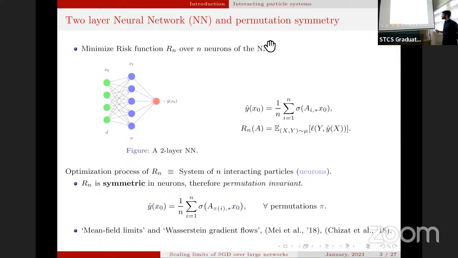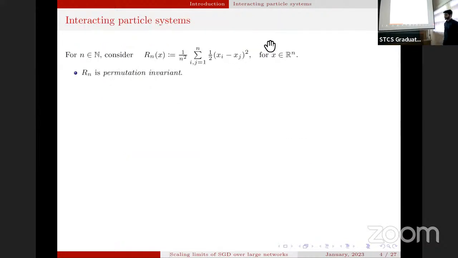So, quotienting out this symmetry, you can use the theory of mean field limits and Wasserstein gradient flows to make sense of optimization problems as n grows to infinity or when it is very large. All right, so let's look at a simpler problem to make things more clear. Fix an n. Consider this very familiar function, which is the average of the pairwise distance squared. If you look at it closely, it is nothing but the variance function of all the x's, where x is n dimensional here. And it's not very hard to see that if I commute the x's, Rn doesn't really change. So it's permutation invariant.